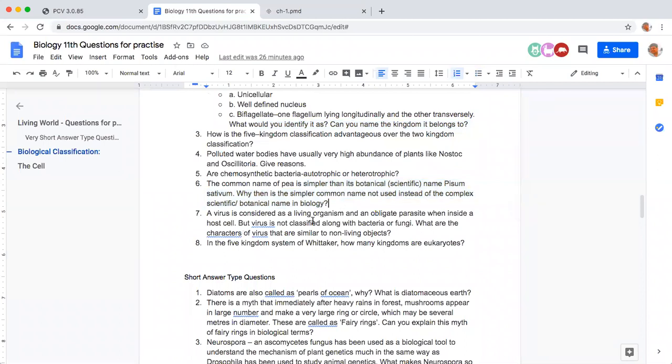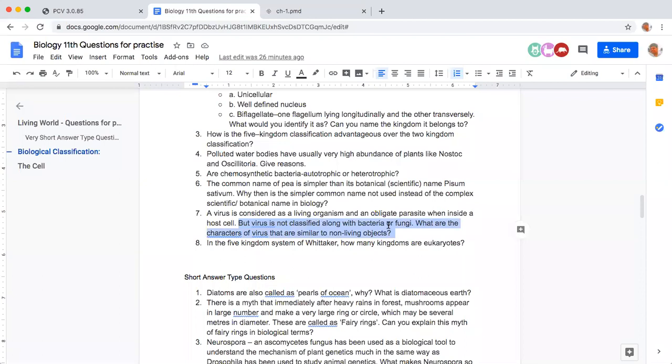A virus is considered a living organism and an obligate parasite when inside a host cell, but virus is not classified along with bacteria or fungi. What are the characters that are similar to non-living objects? I think I have given the answer for this. You might know the answer. Virus is acellular. It does not have a cell. Outside the body, it is considered living, non-living. It does not have metabolism on its own. Like that, you have many points. Consider giving 2-3 points at least.